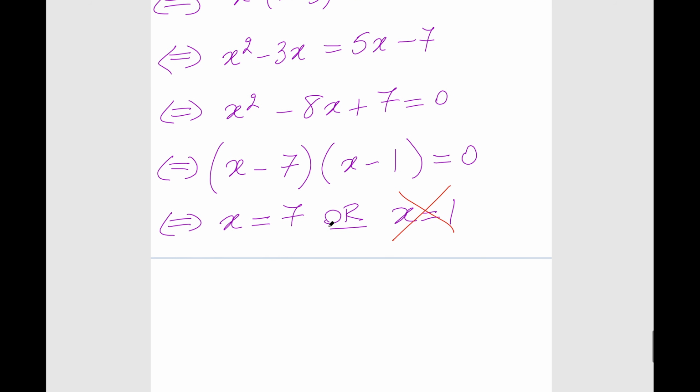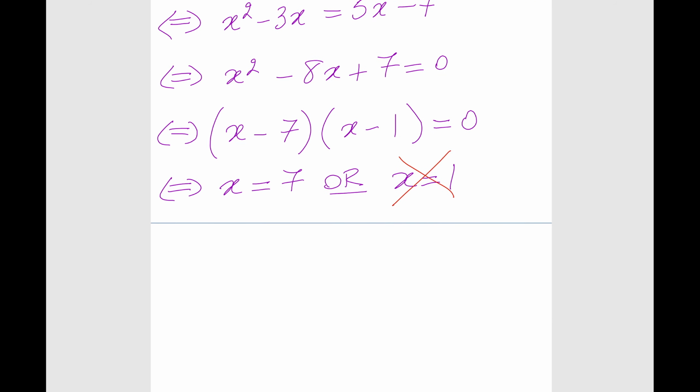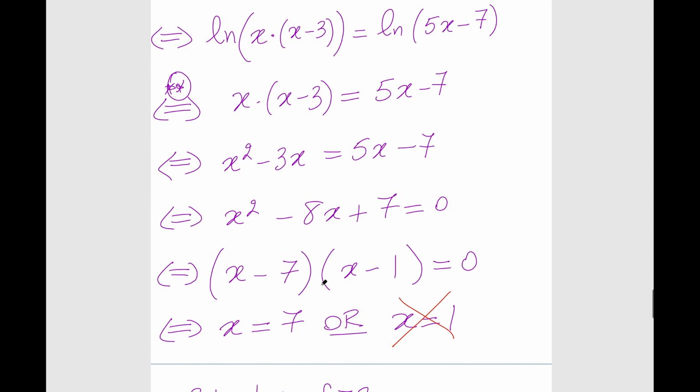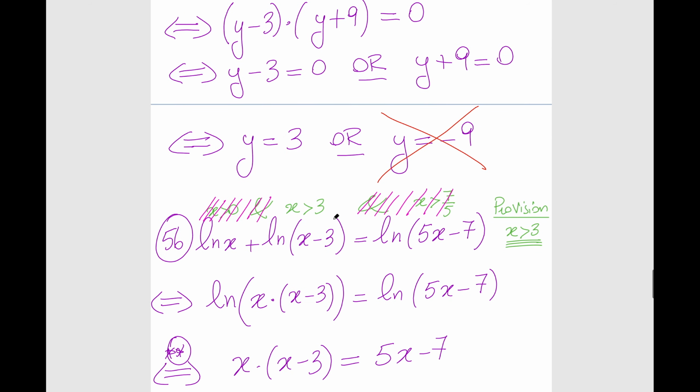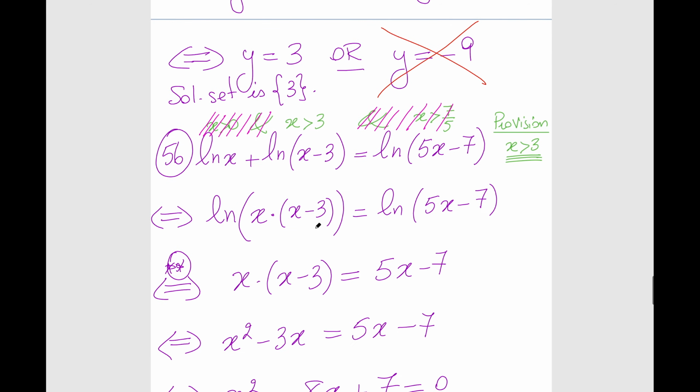Okay, so long story short, what's the solution set at the end of the day? The solution set is simply the singleton 7. I don't know if I forgot to write the solution set of the previous example. Yeah, I forgot. So the solution set here was at the time just 3, right? The singleton 3. Because we threw away the negative 9 at the time, right?